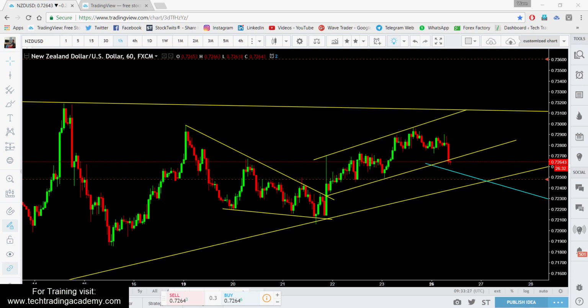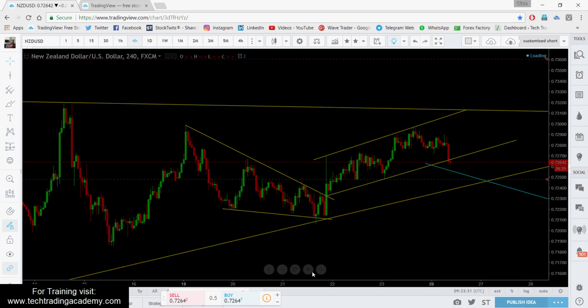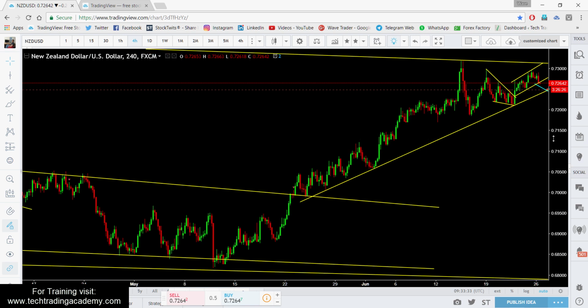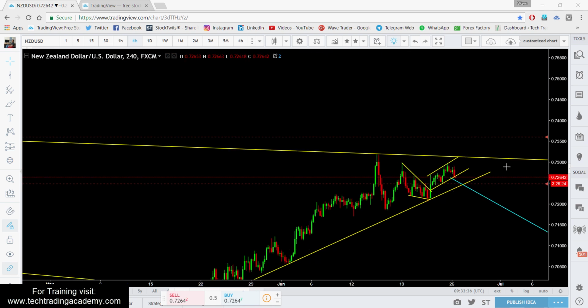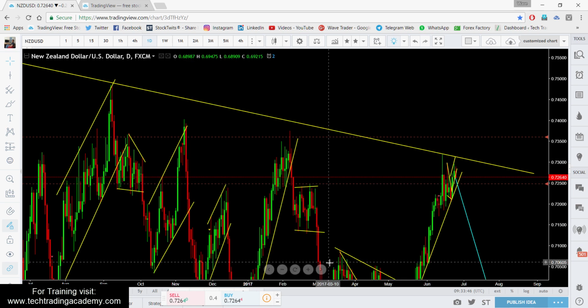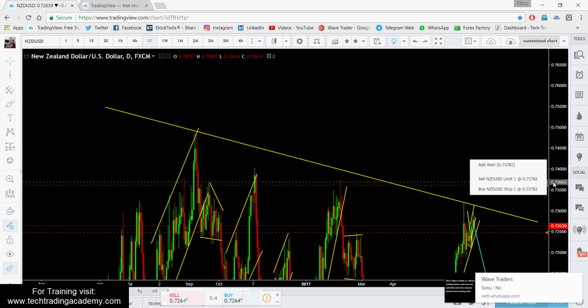So currently looks like it is breaking. Let it continue to the downside, for those who are already in that trade. The stop loss should not be within these ranges. It should be outside, somewhere here. This trade is a bigger trade, not a smaller trade, so you need to give more room, more time to this trade.